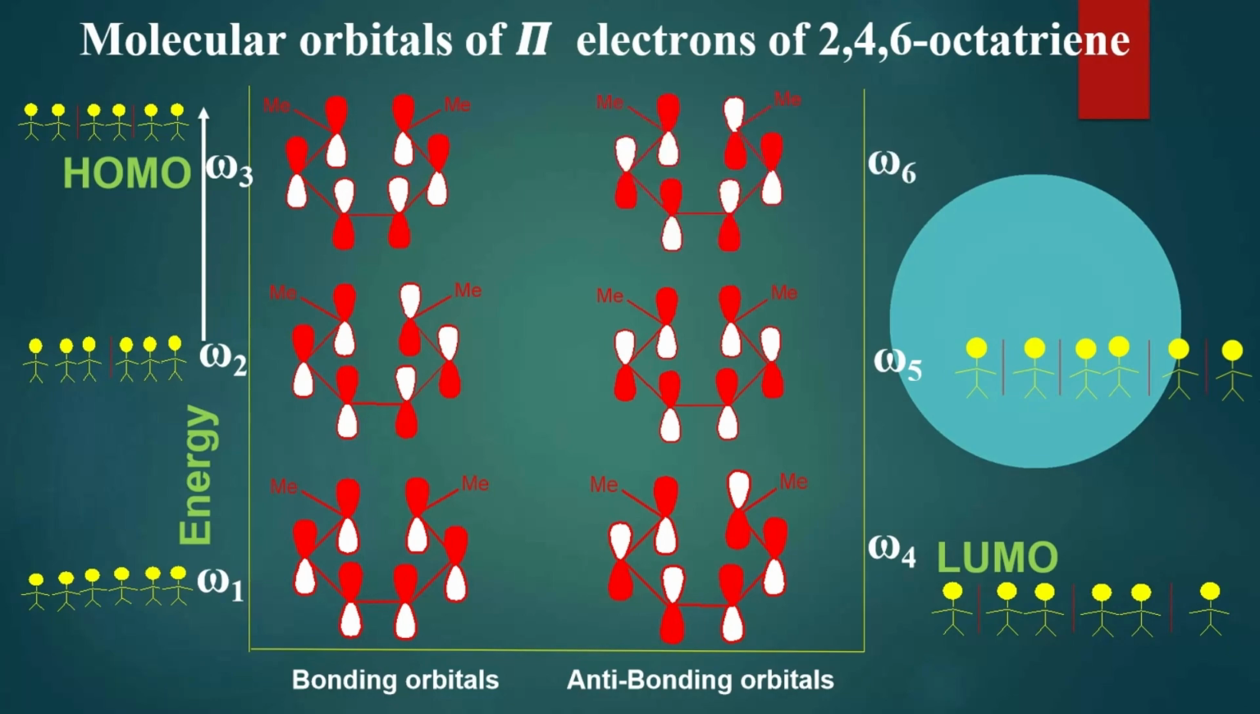Psi 6, all the 2p orbitals are opposite to each other. There is no bonding formation between the two p orbital combination because they are in the opposite phases of each other.